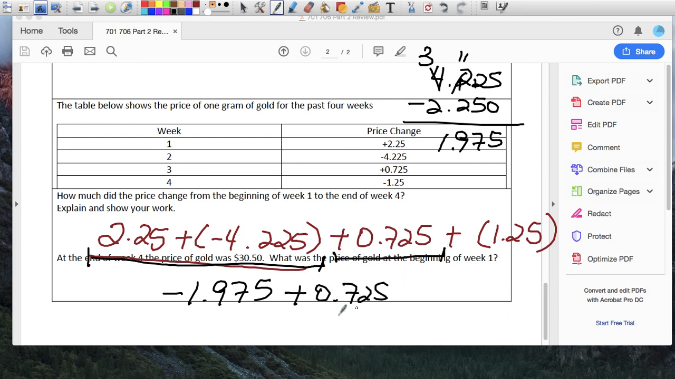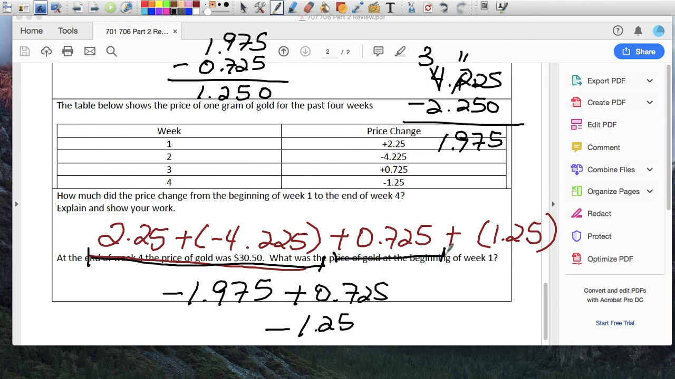Now I'm going to add that plus 0.725, right? This component right here. So I can tell you my answer is still going to be negative, because the negative is bigger. So let's subtract these two. 1.975, and then the other number is 0.725. You get negative 1.25. So I'm already here. And then plus 1.25. Negative 1.25 plus 1.25 is just 0.